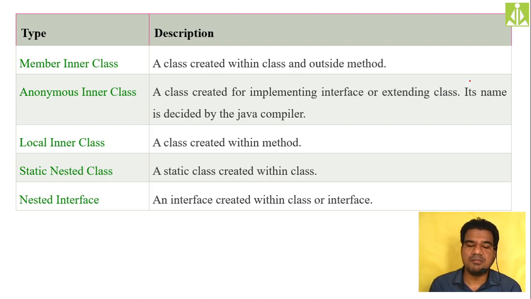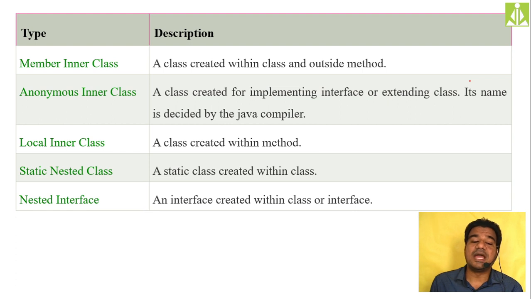So when you are saying member inner class, you are making the class nested, and it is non-static, and it is out of the method. Within the class you may have a number of methods, so don't keep this member inner class inside a method. You have to put this member inner class outside the method. A class created within the class but outside the method, we call such a class a member inner class, and it is non-static.